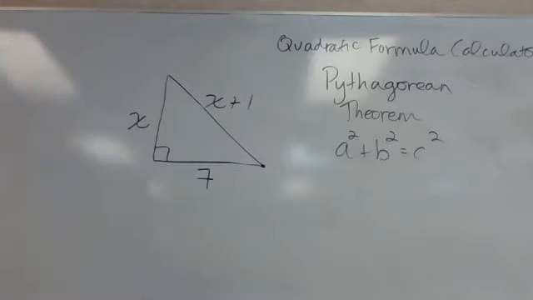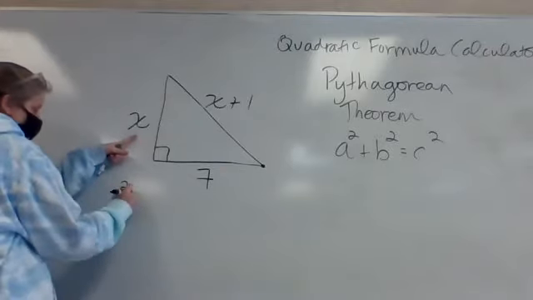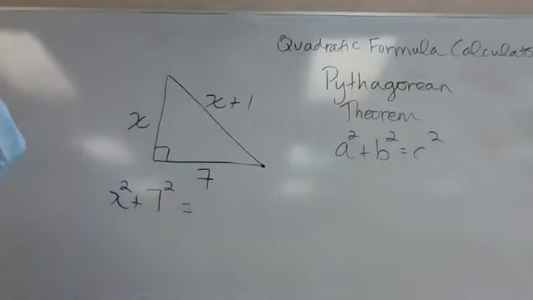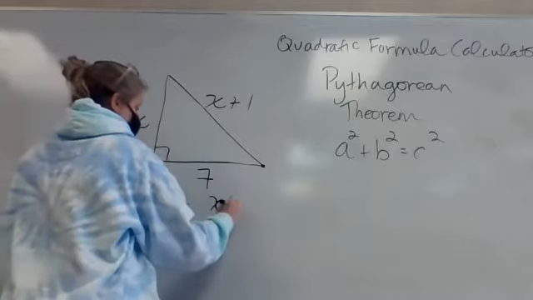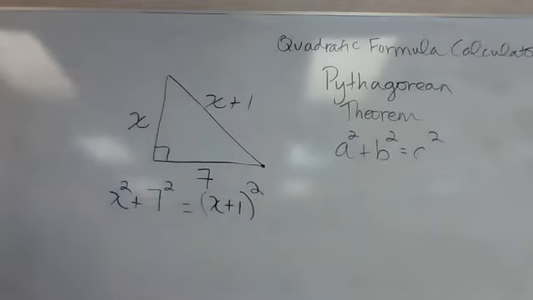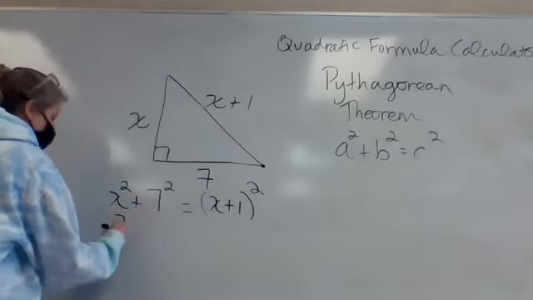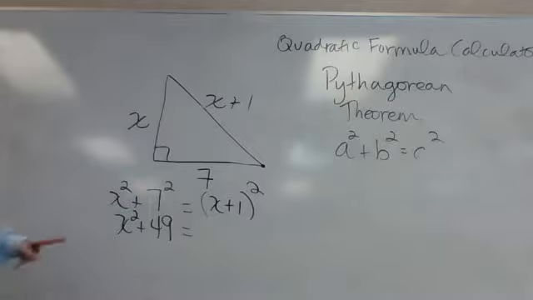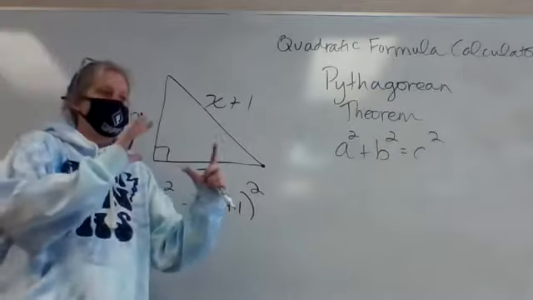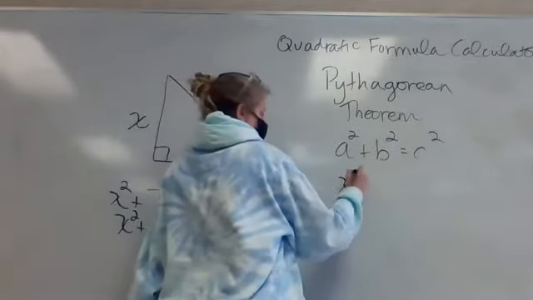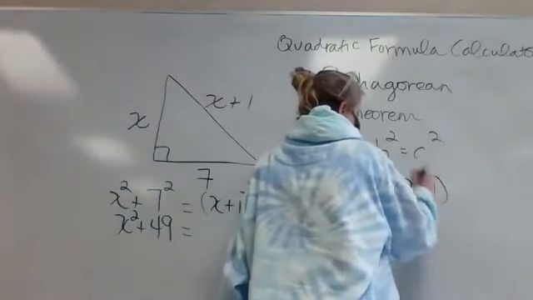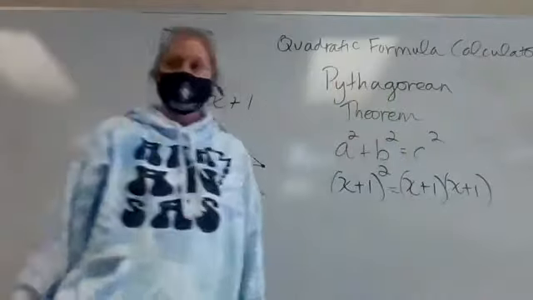So let's see what happens when we set this up according to the Pythagorean theorem. I need this side squared plus this side squared equals the diagonal side squared. So on the left, I have x squared plus 49. On the right, I have x plus 1 squared. So just like last time, I need to FOIL that out. So x plus 1 times itself.